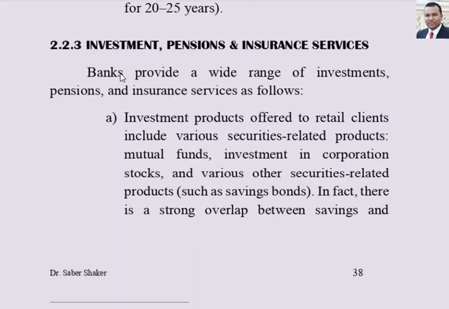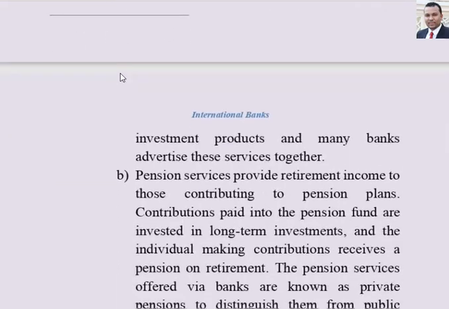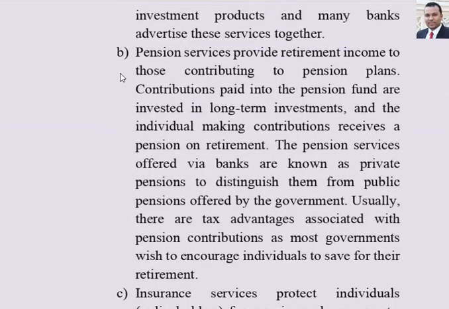The next section will talk about some services like investment, pension, and insurance services. The investment products offered to retail clients, in this case, we talk about investments like bonds, like shares, like mutual funds, and stocks. For example, saving bonds. The bank provides investment products to clients, and this is a relationship between saving and investment products to attract new customers, to target a new sector.